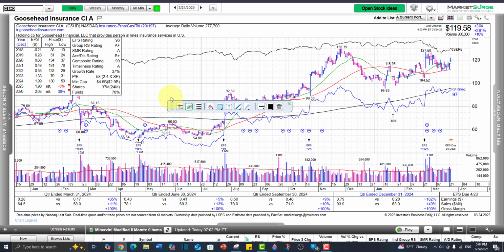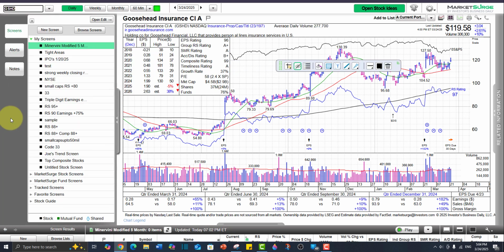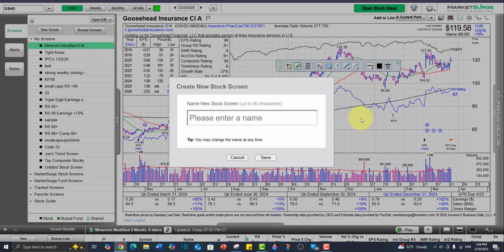Okay, so here we go. You click on the tab on the left right there, and let's make a new screen. Now, new stock screen, and let's call this YouTube Minervini Modified.